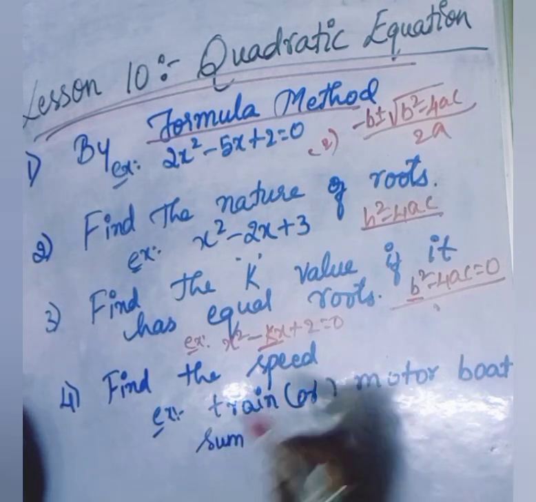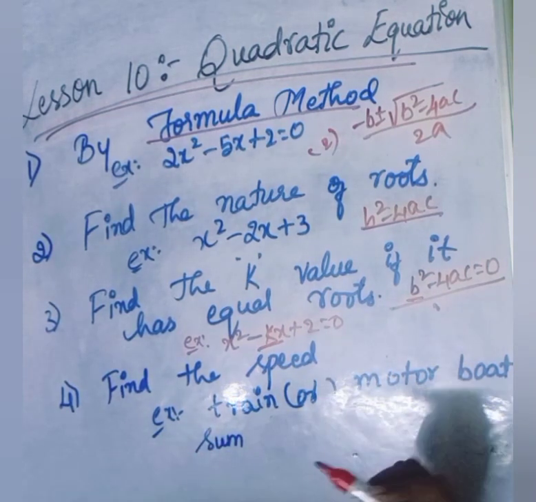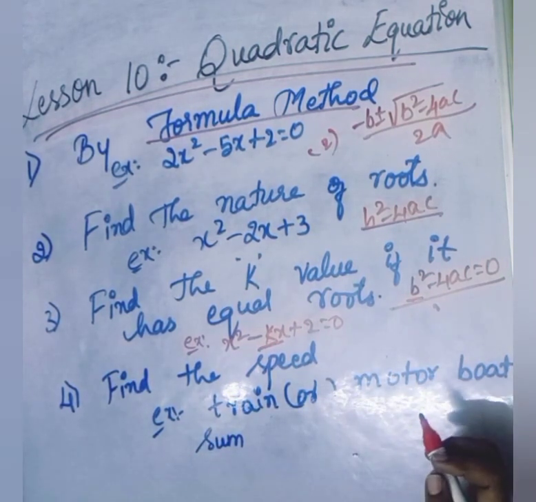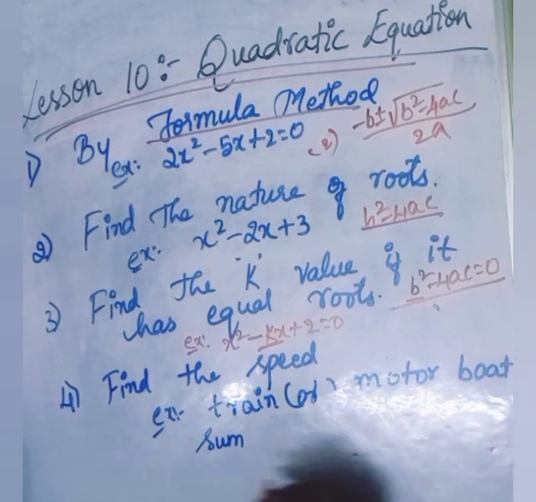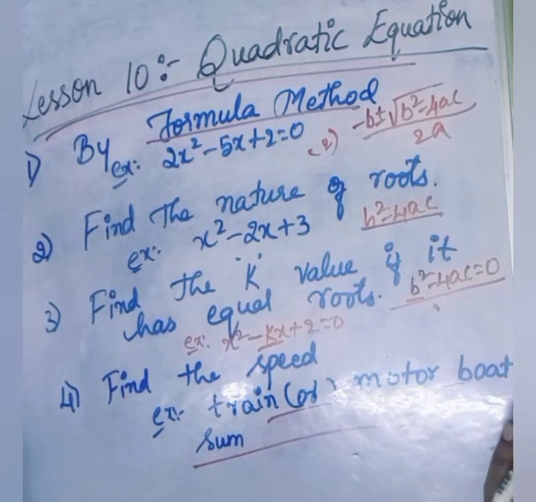So next one, find the speed. That means it's based on maybe a train, or a motor boat, or upstream, downstream. Based on that condition, one sum confirmed will be for 3 marks or 4 marks. So you need to go through everything in this.